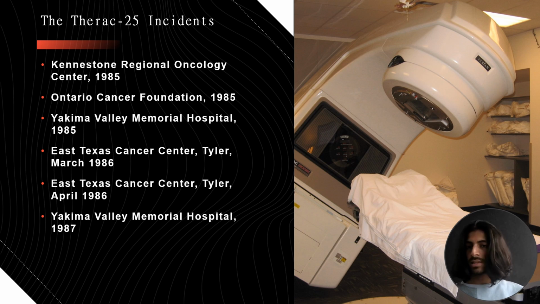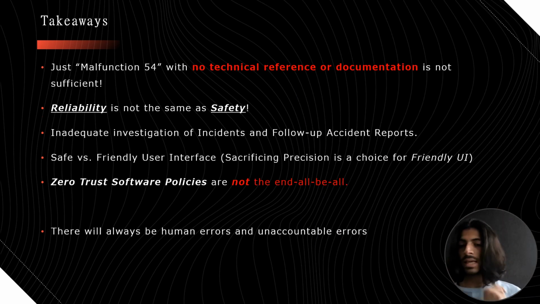So on to the next segment. What are the takeaways? First of all, "malfunction 54" is not a descriptive error. With no technical documentation or reference and no reliable method of contacting the developer, "malfunction 54" does not suffice as a good enough explanation of what went wrong. So, good error messages are very essential.